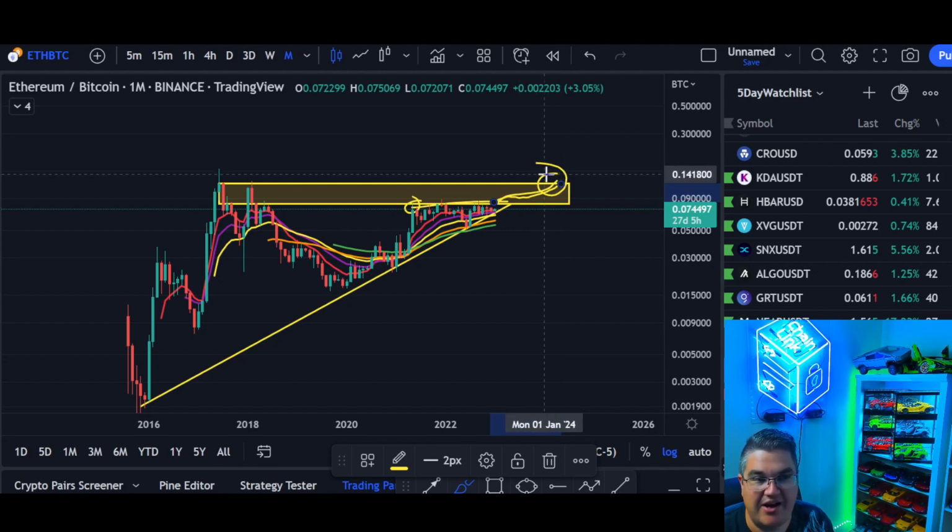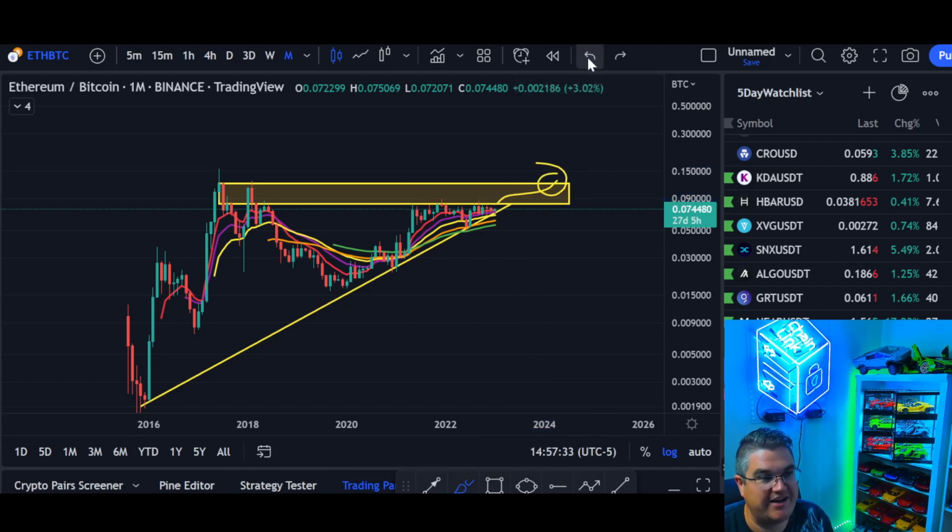And once we do break out, I feel like this is going to go absolutely crazy to the upside against Bitcoin. You're going to want to be in Ethereum if this confirms, right? That is going to be absolute craziness.